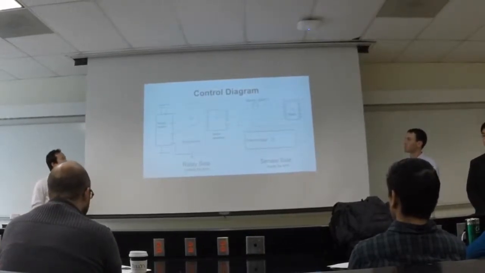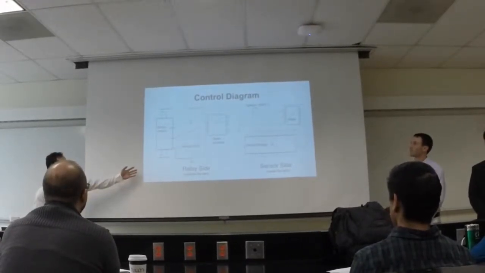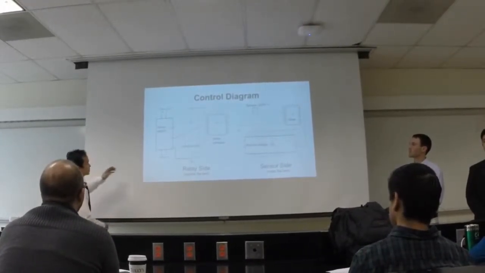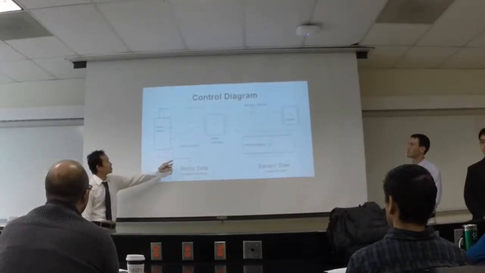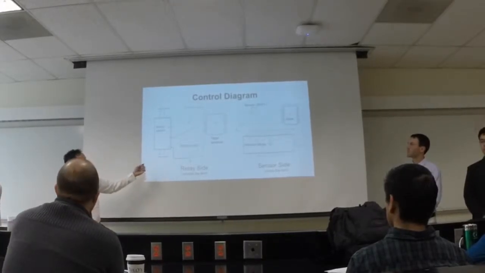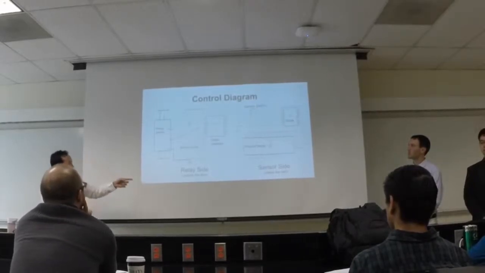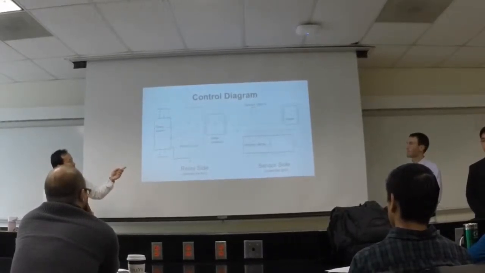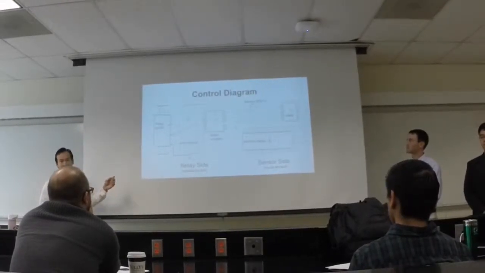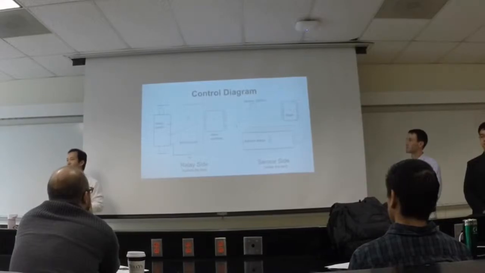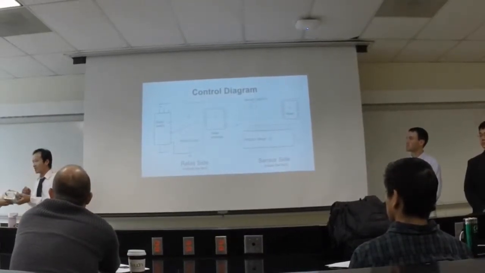So here are the two control diagrams according to the wireless method. On the left side is the relay side, which includes the relay, the Arduino Uno, and the ASHRAE wireless, which are going to receive the signal from the sensor side. And the sensor side has the Arduino Mega, the sensor, and the ASHRAE module going to send signal to the relay. And then the relay power switch is going to turn the AC on and off. We're going to show you guys later.